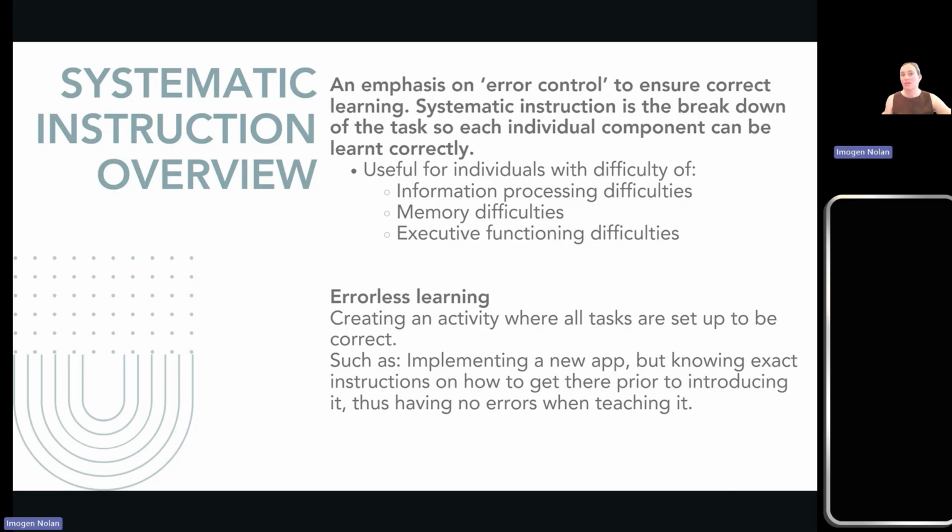A common systematic instruction is errorless learning, which is creating an activity where all tasks are set up to be correct. For example, when you're implementing a new app for them to use, you know exactly how to implement that and get them to where they need to be, rather than going, oh, maybe we click this button. Oh, no, that's not correct. Click this button. Systematic instruction is being really clear, systematic, and procedure driven in our instruction, so they're only getting the correct information.